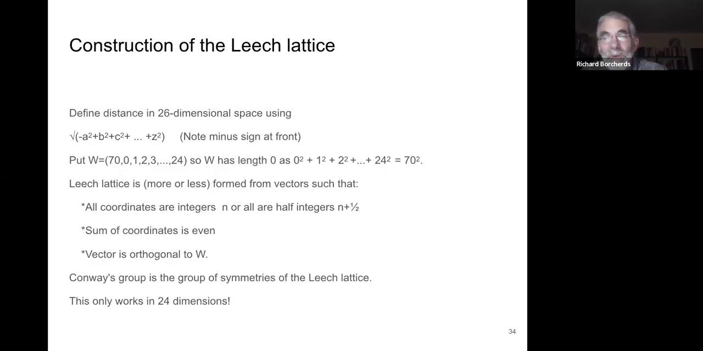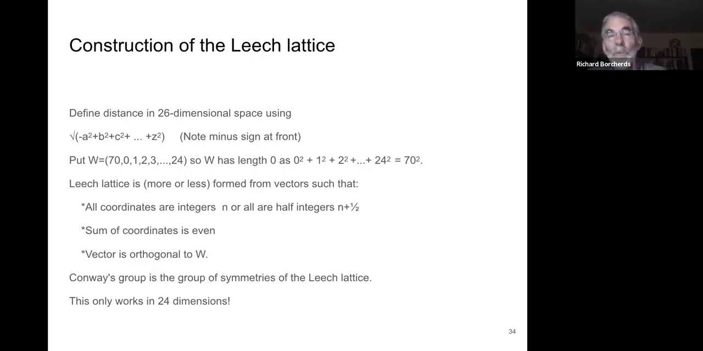You take all the coordinates to be integers or half integers, just as we did for E8. The sum of the coordinates is even. And finally, the vector must be orthogonal to this funny vector w. And this construction only works in 24 dimensions because we need the vector w, for various reasons, to have length 0. And we can only get a length 0 vector like this in 24 dimensions.